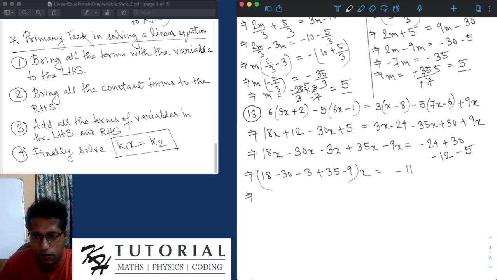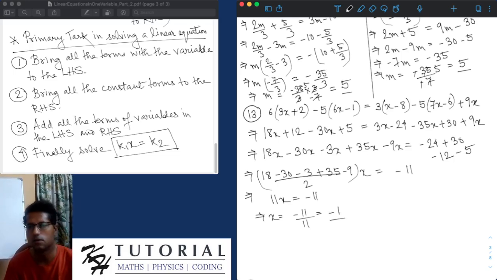Now I have to find the coefficient of x, that is, do the simplification of the integers, addition and subtraction. So minus 30 minus 3 plus 35, this total becomes 2, and 18 plus 2 is 20, and 20 minus 9 is 11. So I have 11x equals minus 11. This implies x equals minus 11 by 11. This is minus 1, the answer.